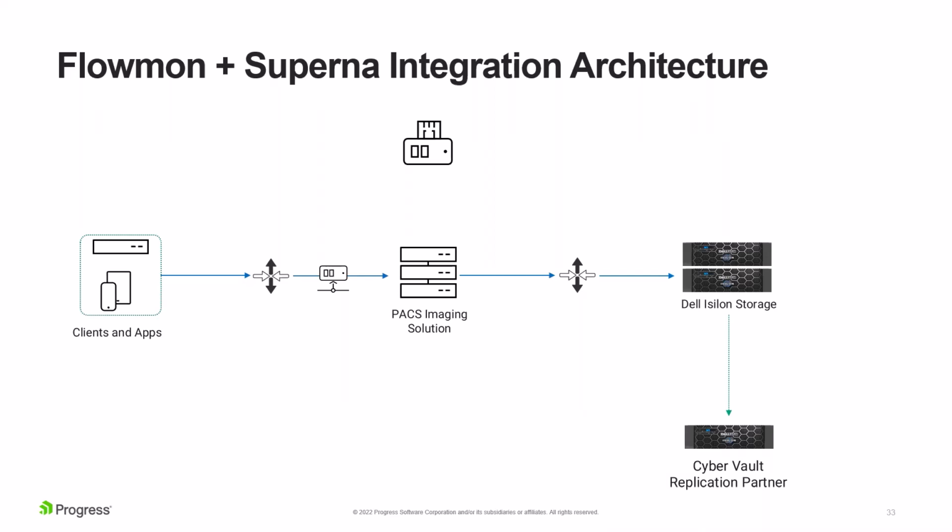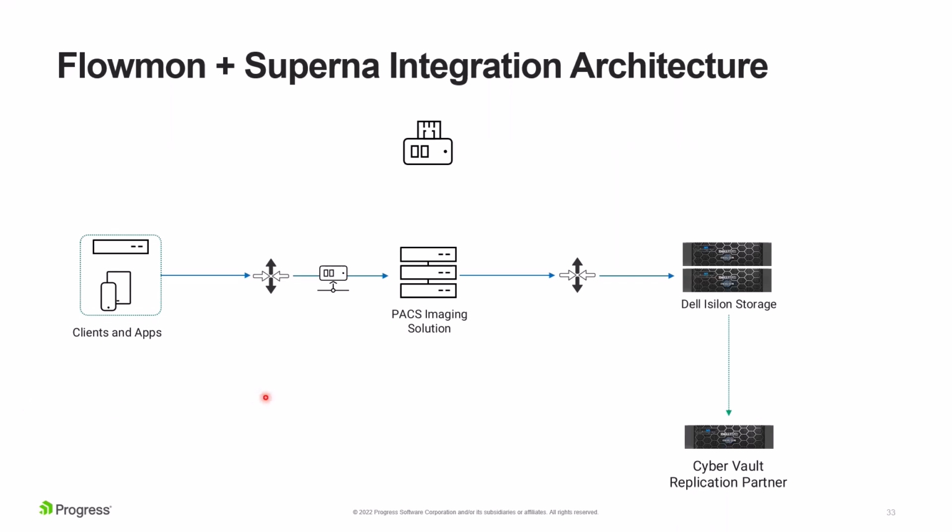Flowmon helps to detect the potential breach, while Superna protects against any potential manipulation of the data within the Isilon cluster. Ransomware would potentially be a big issue here, but with the ability to detect such malicious intent, block the request, and to protect the Isilon cluster from being encrypted as well as replicated, the solution is adding significant value here. So let's go into this in a little bit more detail.